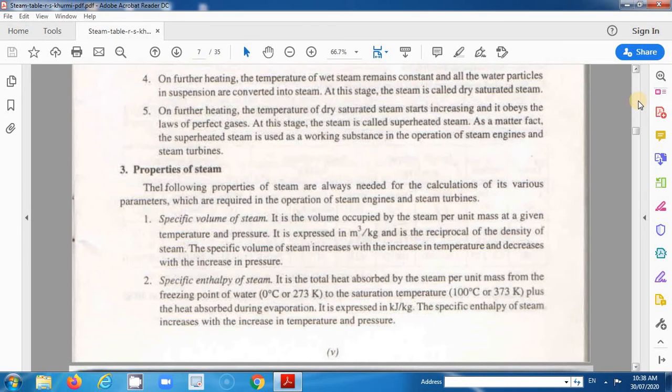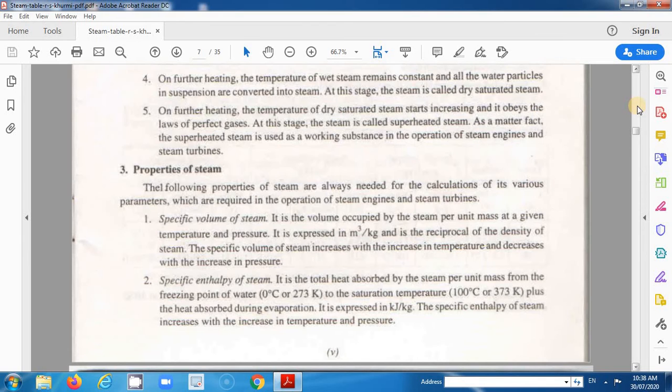Specific enthalpy of steam. It is the total heat absorbed by the steam per unit mass from the freezing point of water, that is 0 degree centigrade or 273 Kelvin, to the saturation temperature, that is, at atmospheric pressure 100 degree centigrade or 373 Kelvin, plus the heat absorbed during evaporation. It is expressed in kilojoules per kg. The specific enthalpy of steam increases with the increase in temperature and pressure.